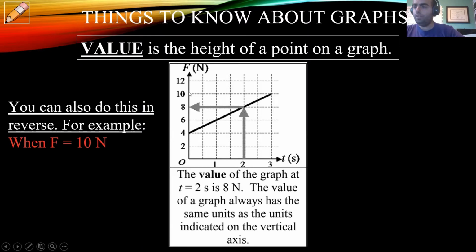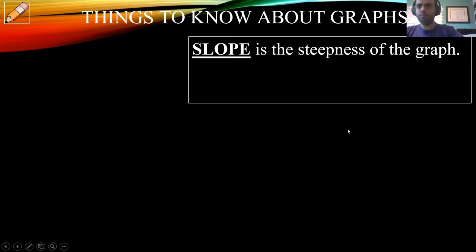But you could also say, what about when the force is 10 newtons? From a y value of 10 newtons, you could figure out what the corresponding value of time is by just doing this process backwards. Starting at 10 newtons, you would go over to your graph, and then you would go down to find the time that corresponded to that force. And in this case, the value would be 3 seconds.